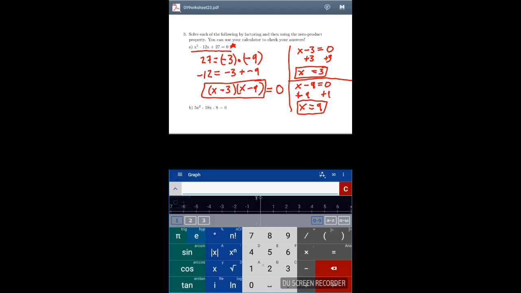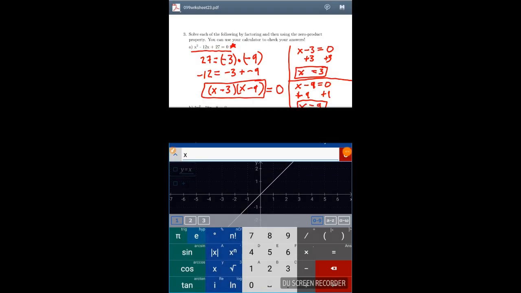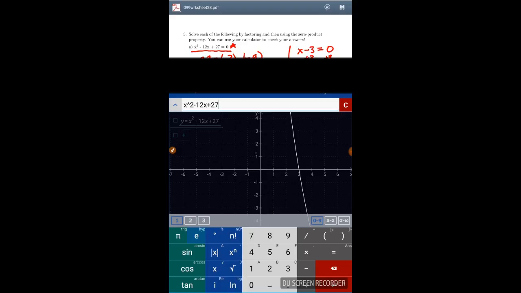So I want to do a graph. So I put in an x, and I'm going to raise it to the power squared. And then we're going to put a minus in, and that's 12x. And then we're going to do a plus 27. Okay. So I want to see what that graph looks like. So I'm going to drag this up a little bit so we can get a better picture of the graph. And here we go. We see that there is a picture here.